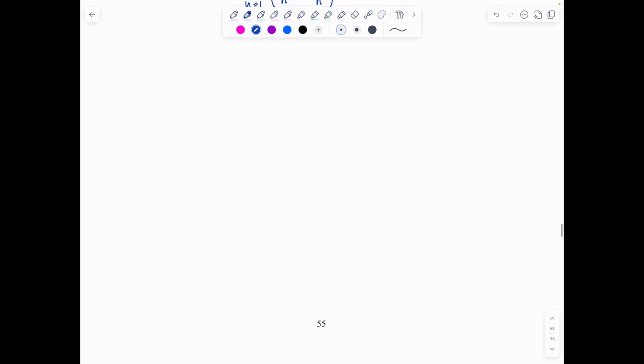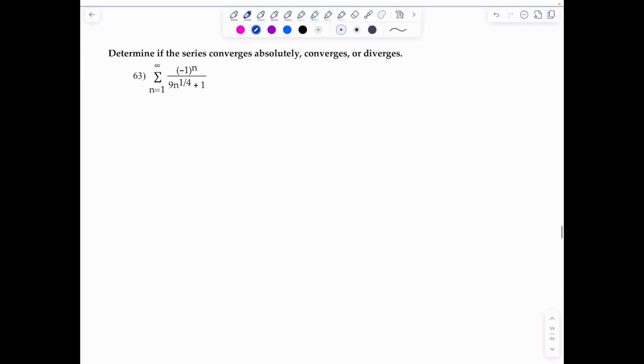Okay, now we're going to get into the idea of absolute versus conditional convergence. So we're going to determine if the series converges absolutely, if it just plain old converges, aka converges conditionally, or if it diverges. Now, if you haven't watched my video on absolute versus conditional convergence, I really recommend that you do so because I have a nice little flow chart that helps you organize your strategy when solving problems like this.